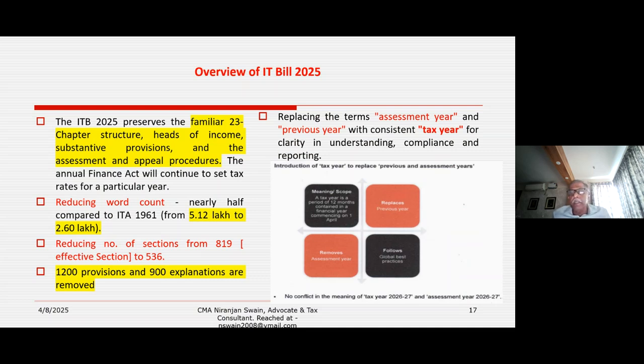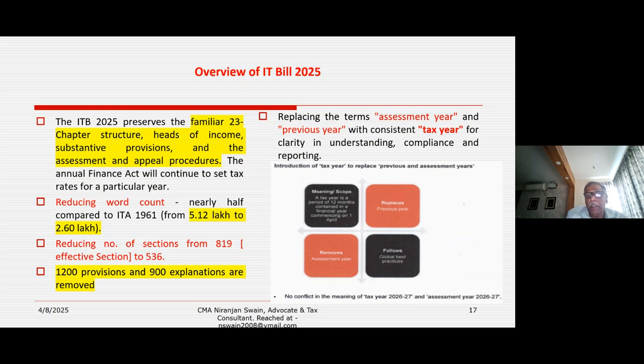But what they did was reduce the wording by around 50%. If you see the Income Tax Act 1961, for which I will use the short forms ITA and ITB, the ITA is drafted in approximately 5.12 lakh words. Now it has been reduced to 2.60. Almost we can say 57 or 66% of the wording has been reduced. So let us see how they reduced it.